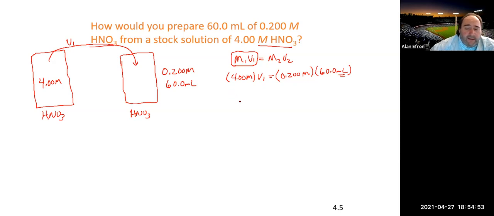So V1 will equal, in this case, 0.2 molar times my 60 milliliters divided by my 4 molar. And again, this is why I'm going to end up with milliliters. The molarity will cancel. That's going to leave me milliliters as the only unit that's left. That gives me 0.2 times 60 divided by 4. That gives me 3 milliliters.